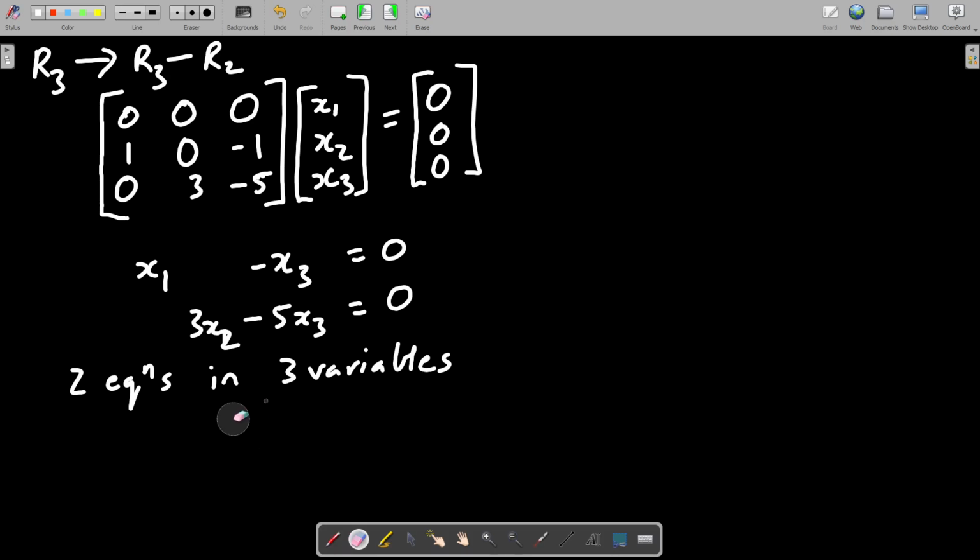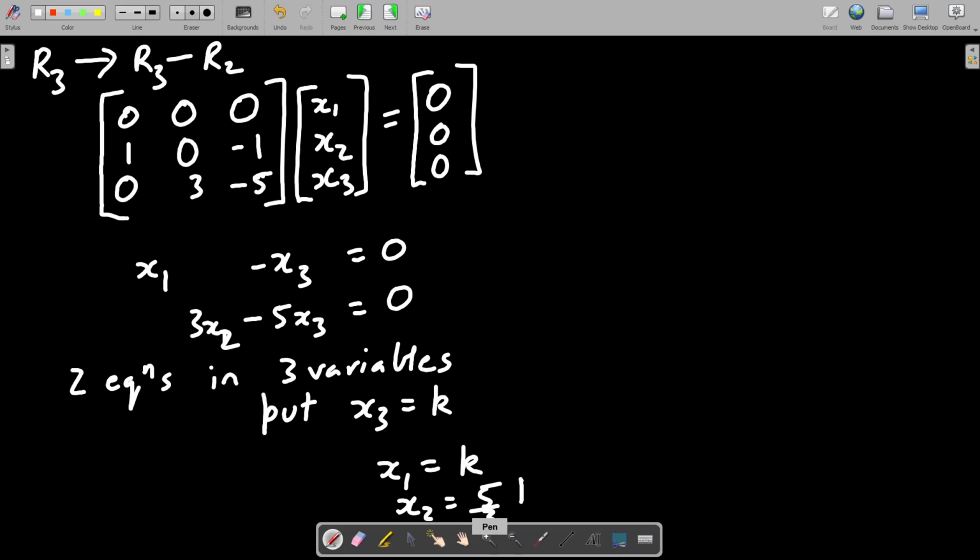Okay, so put x3 equal to some k. This is going to give you x1 equal to k and x2 equal to 5 by 3 times k.